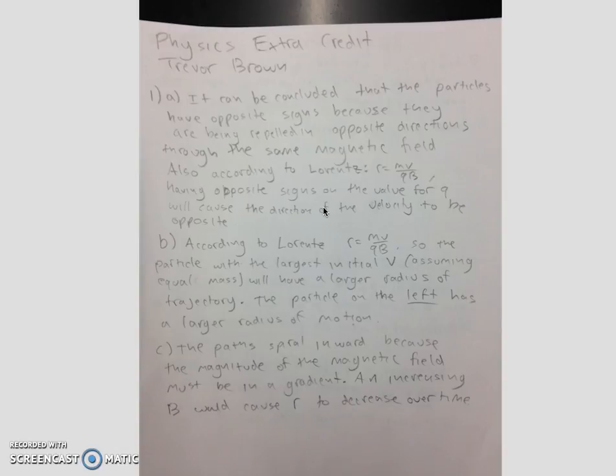Then finally, for this question, the path spirals inwards. So it's asking why did the path spiral inward? And I said that this is because the magnetic field must be in a gradient, and so an increasing B, according to the equation, would cause the R to decrease over time. So kind of through the space that they're traveling, you have an inconsistent B value.